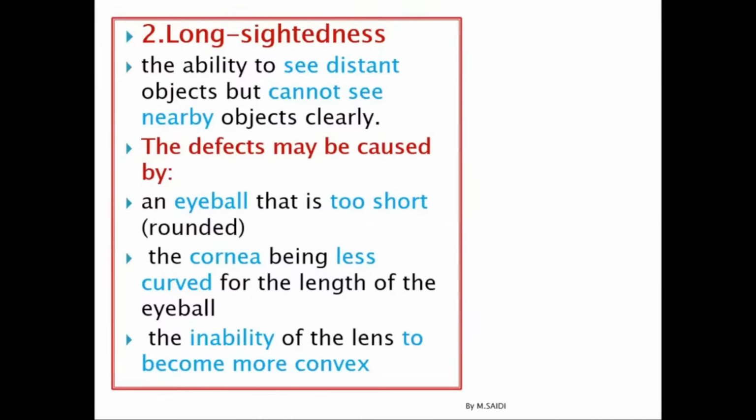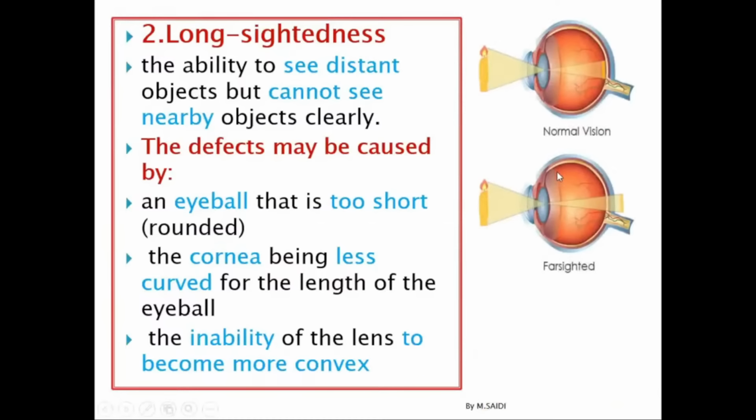It means that the power of this light is too much. Therefore, the lens fails to stop or to bend this light to the retina, and then the image ends up forming behind the retina. If you look at the picture here, it shows what really is happening. This is the normal vision. The image is formed on the retina, but in the long-sightedness abnormal eye, or eye with the defect, the image is formed behind the retina.